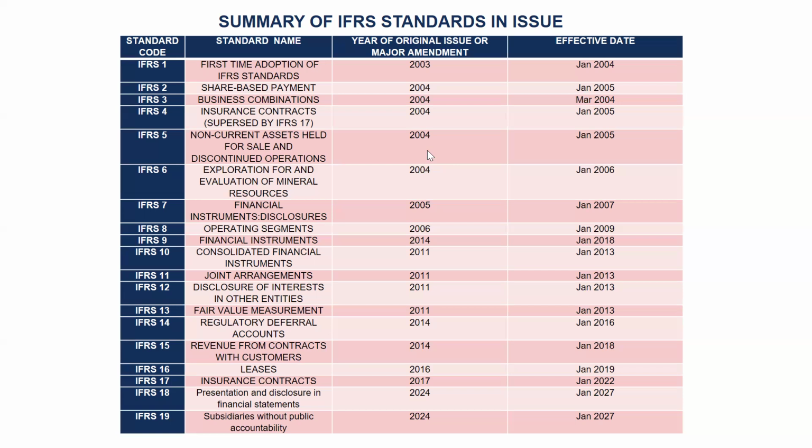IFRS 19 is also a new standard dealing with subsidiaries without public accountability. This standard was issued in 2024 and shall be effective from January 2027. The standard gives guidance on some reduced disclosure requirements for subsidiaries that do not have public accountability. And the standard gives detailed guidance on which entities qualify to be subsidiaries without public accountability.